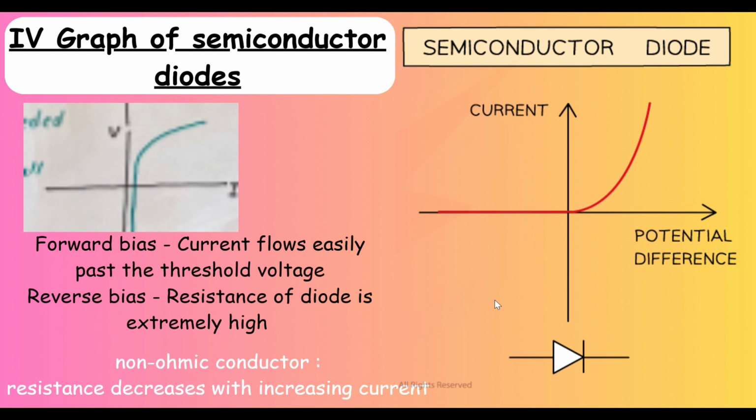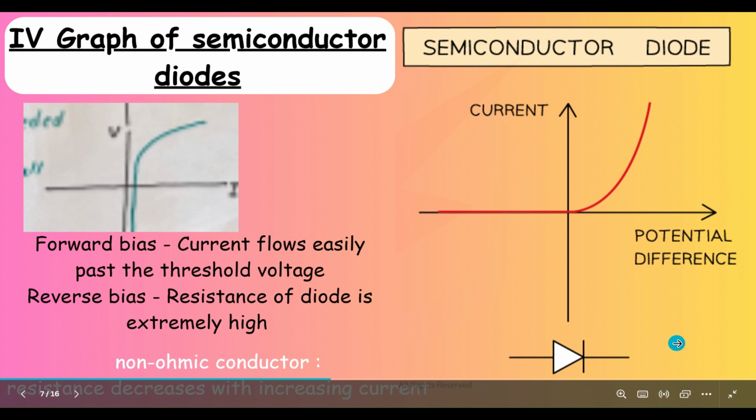Now, a diode or a semiconductor diode is an example of a non-ohmic conductor, because you can see that the resistance actually decreases with the increasing current, and also you can see it in this part of the graph here. As the potential difference increases, the current increases a lot more. And the reason why is to do with charge carriers.